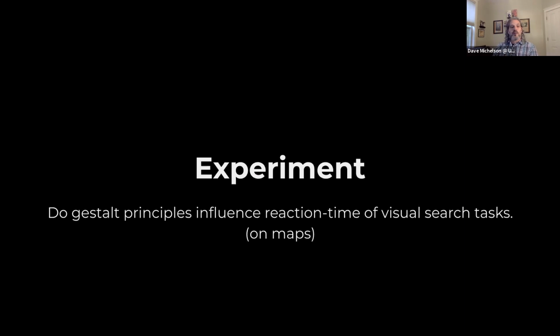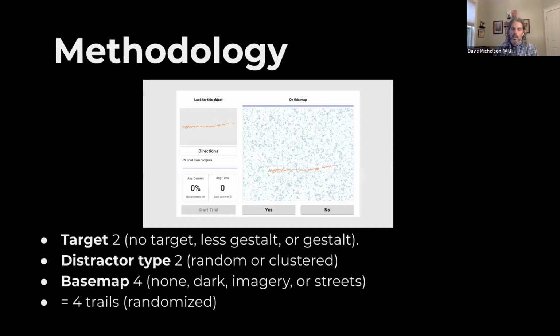So I decided to do an experiment that took a look at the influence of Gestalt principles on reaction time when we're doing visual search, especially on maps. Some of you on the call might have done my experiment. If you did, thank you very much. That's always a big help. So what I wanted to talk about is what the experiment entailed.